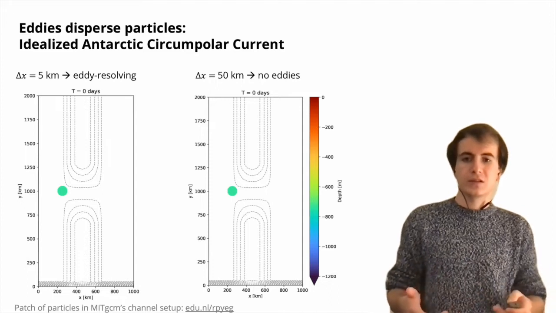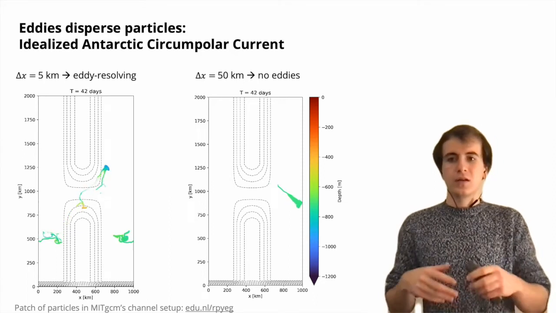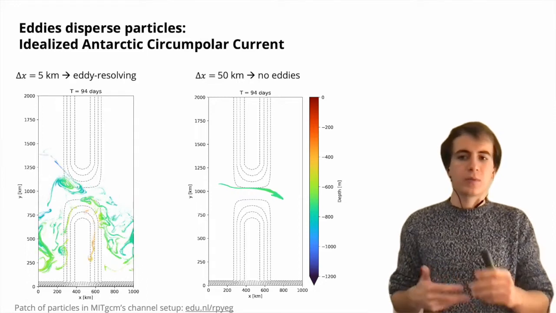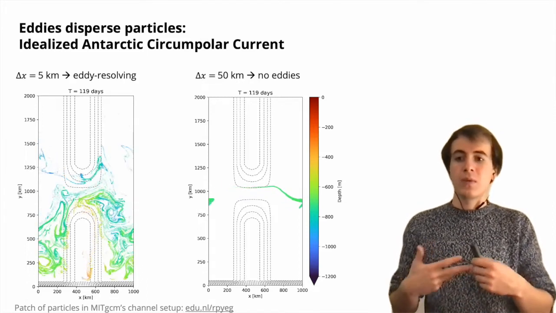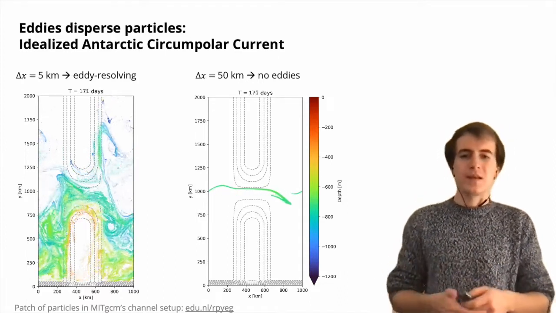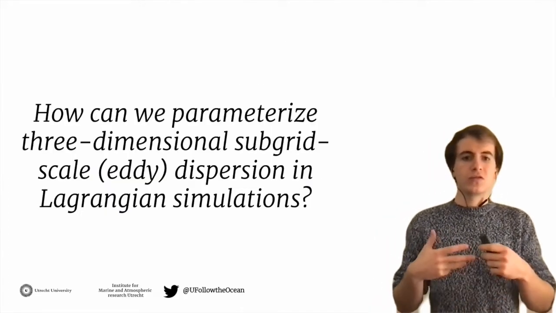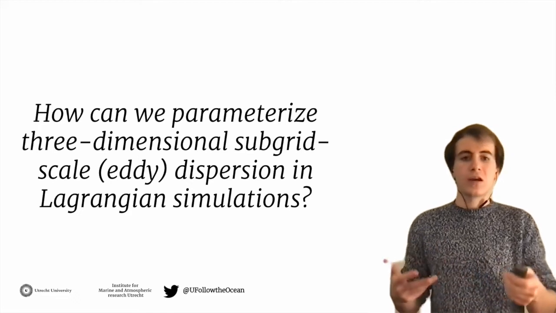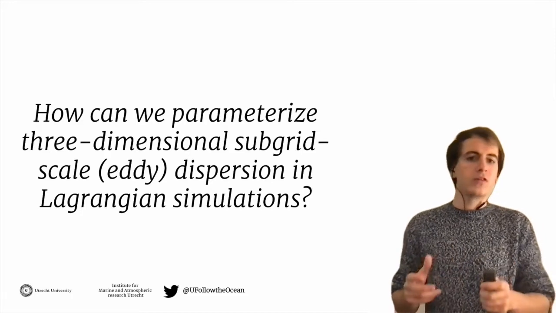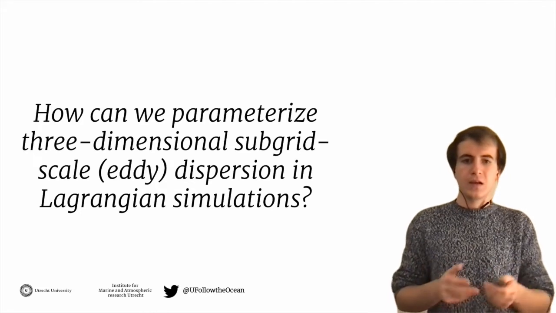So if I start the simulation, you see already quite quickly that in the left figure, in the 5-kilometer case, the eddies stir around all of these particles and they reach many more locations in the domain, whereas in the no eddy case, there's no dispersion at all. So if we have coarse flows in which we want to simulate Lagrangian particles, we need to account for the dispersion due to the unresolved eddies. How can we do this, and how can we do this in 3 dimensions? That's what we'll be looking at here.